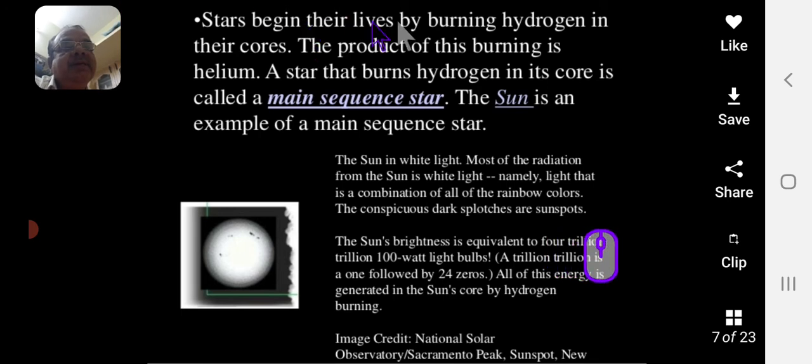Next, the stars begin their lives by burning hydrogen in their cores. The product of this burning is helium. So that is nuclear fission. Due to nuclear fission, helium is produced. A star that burns hydrogen in its core is called a main sequence star. As fission of hydrogen yields helium, a large amount of energy is released. A star burning in this stage is said to be a main sequence star. The sun is an example of a main sequence star.